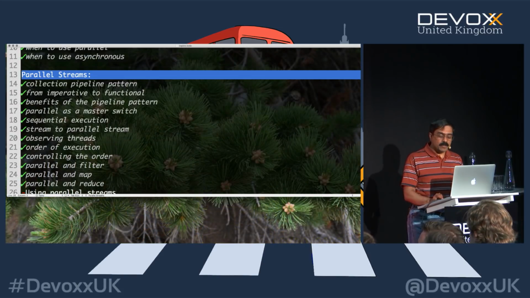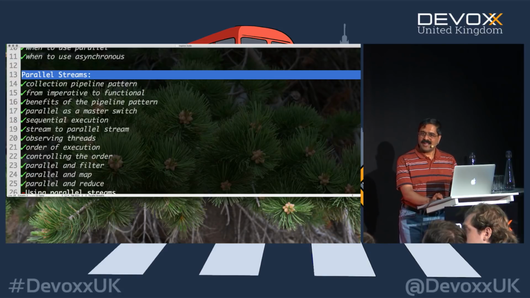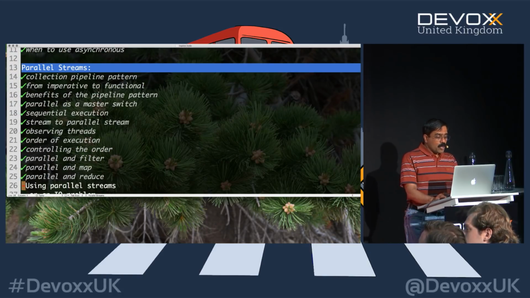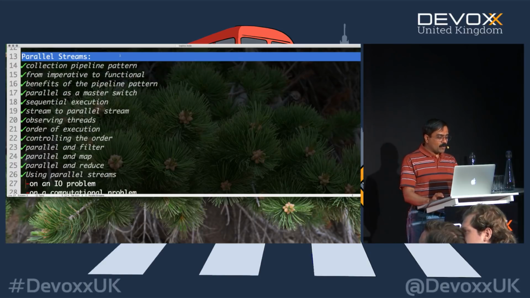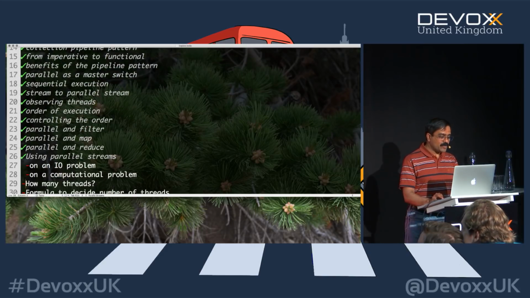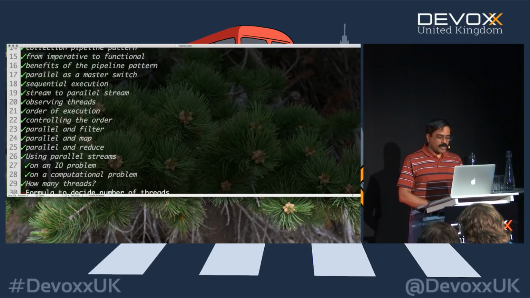Good news, reduce runs in parallel. Bad news, we still have to understand what we are doing to make sure we're getting the right results with it. That's very critical. So when it comes to using streams in parallel, one of the questions to ask is, how many threads are we going to get? How many threads are we going to use? We have to understand the difference between IO-intensive problems and computation-intensive problems. So the question I want to ask is, how many threads?